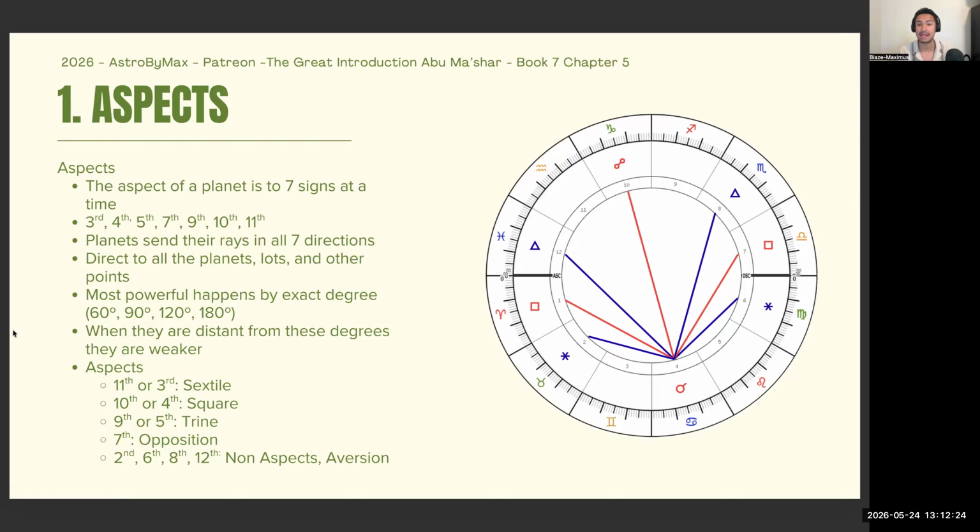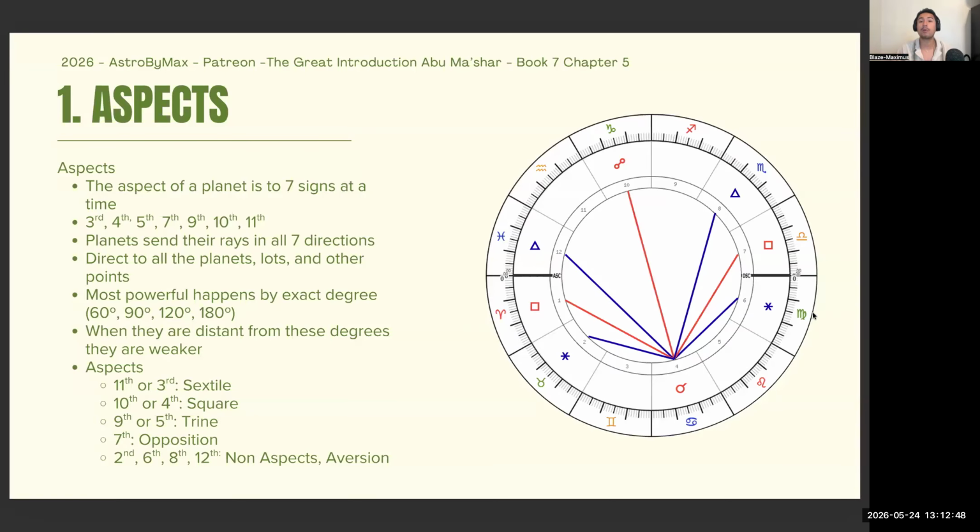It might be an empty house, and there might not be anything occupying it. But there might be a planet casting a ray there. And so you want to interpret that, because a planet casting a trine into a specific house is going to be very different than a planet casting a square, or an opposition, or a sextile there. So you want to interpret that, and you also want to interpret what the planet is looking at. What can it observe?